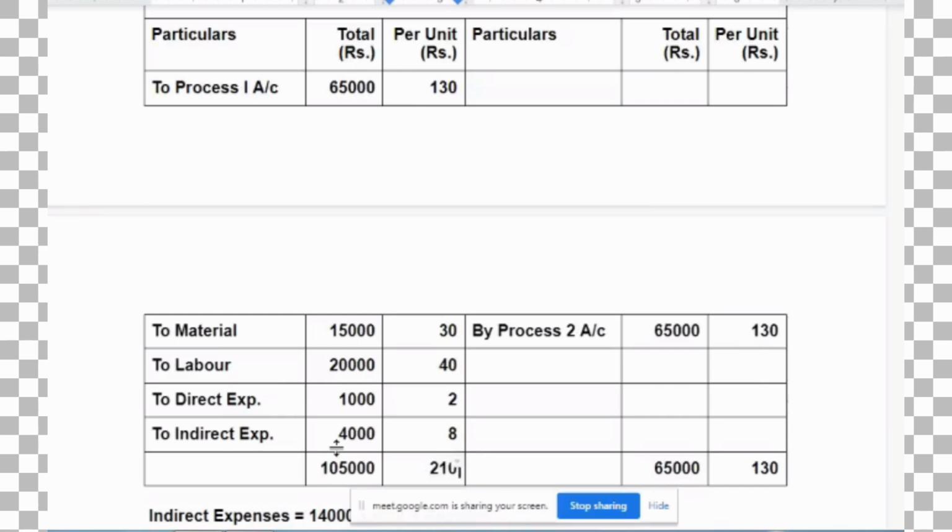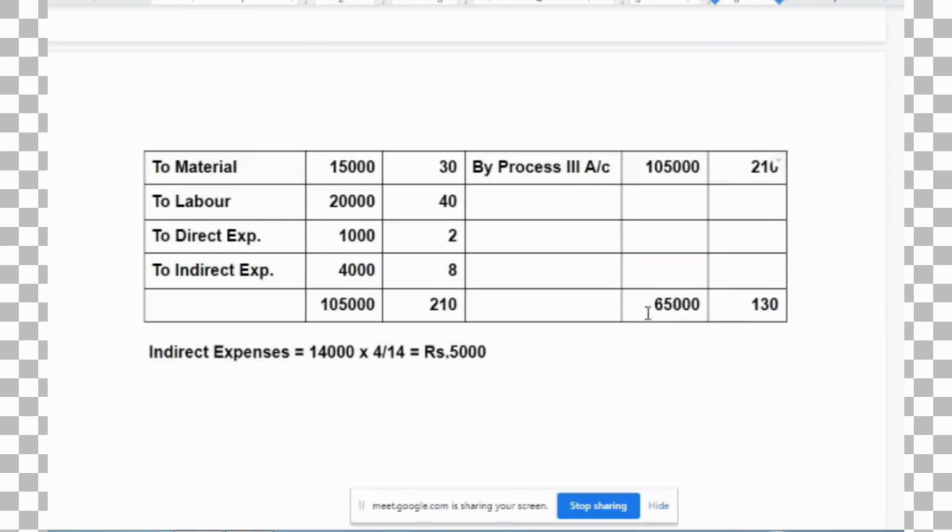210 per unit. Am I correct or wrong? And that will be transferred to process 3 account. 1,05,000 at 210. So in process 3, the total goods 1,05,000 are transferred at rupees 210. Clear?